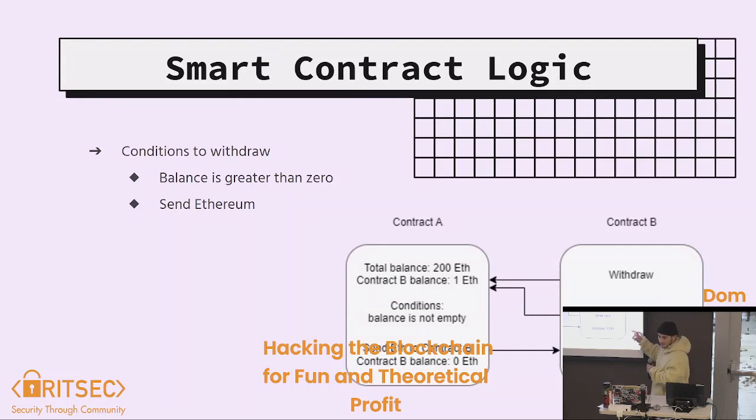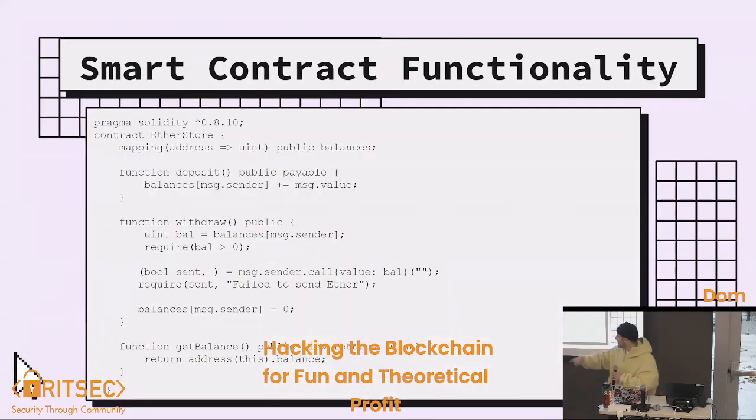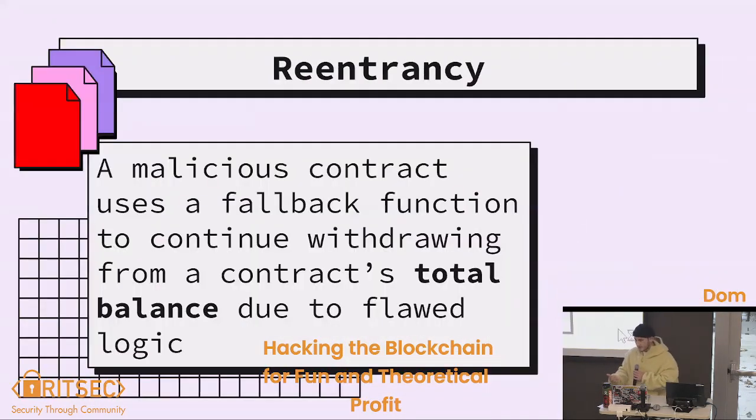So just recapping what we saw, there are two conditions that need to be met. The balance needs to be greater than 0 for whatever the account contract is, and it's going to send the Ethereum. But because other calls can happen before the withdrawal function finishes, if we look back here, we see this line: balances of msg.sender is equal to 0. Before this line can execute, you have the opportunity to send other fallback functions or other functions here.